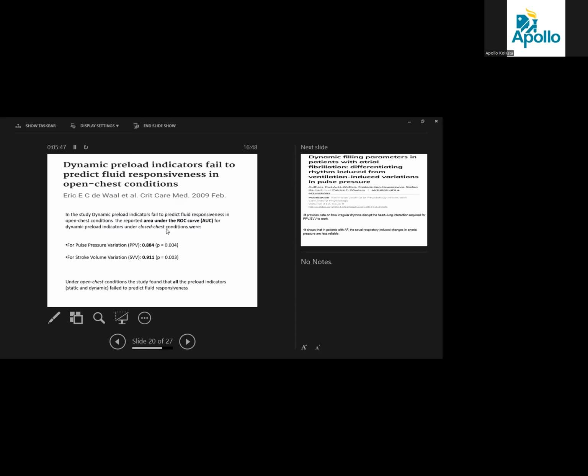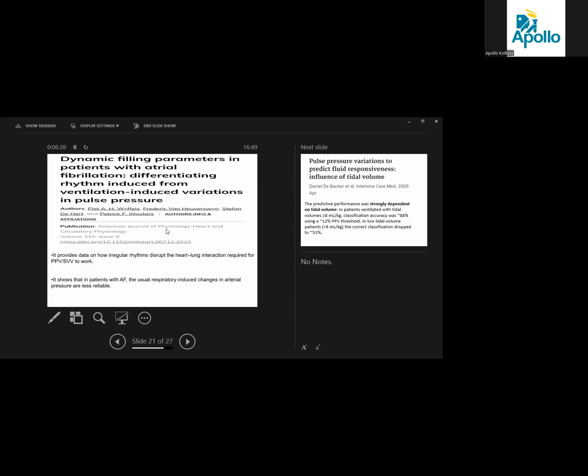In the next journal, by Eric T. Wall et al., they showed that in patients with open chest conditions, the p-value of pulse pressure variation was 0.04 and that of the stroke volume variation was 0.03. Because in open chest conditions, the core principle of the dynamic indices changes totally. Because in open chest conditions, the positive intrathoracic pressure is not propagated as well as in closed chest conditions.